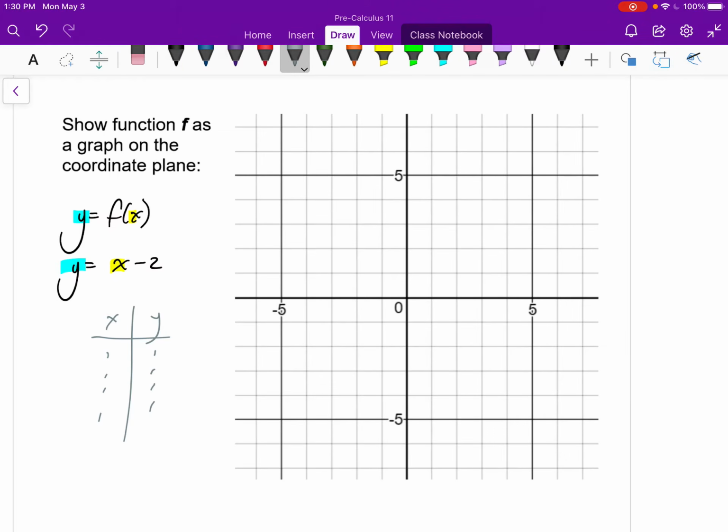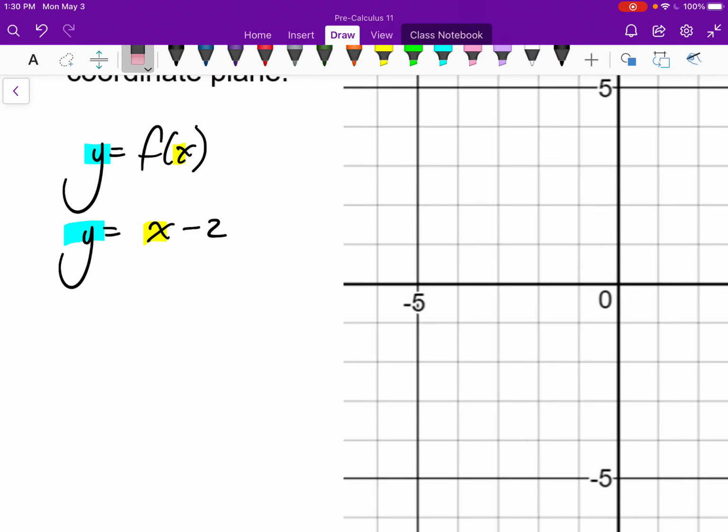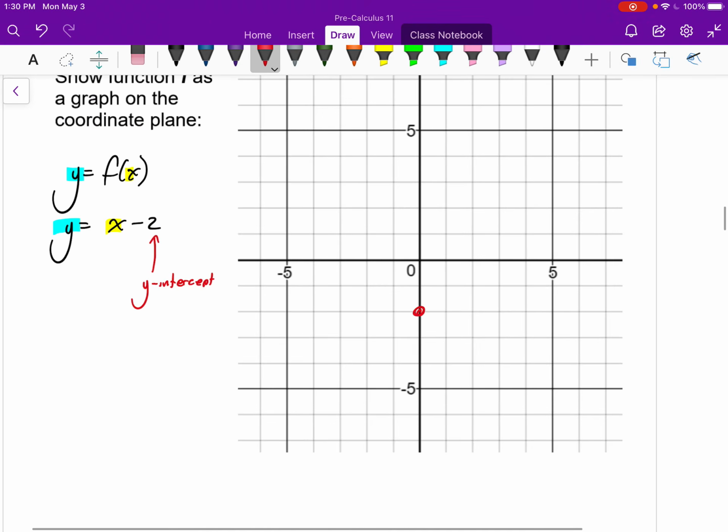But in grade 10, you learned about slope and y-intercept. And so I have a linear equation right here. And the key is remembering the constant value is our y-intercept. And so -2, I know, must be where my line crosses the y-axis. And the coefficient of x, which in this case is 1, is the slope.